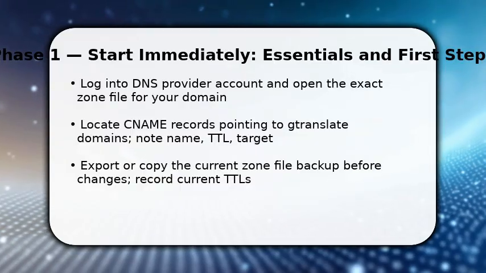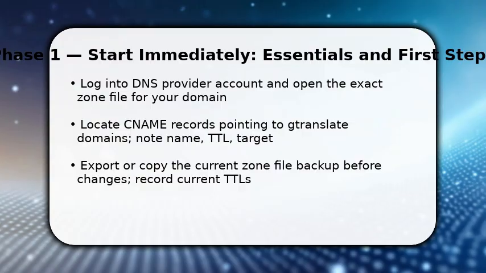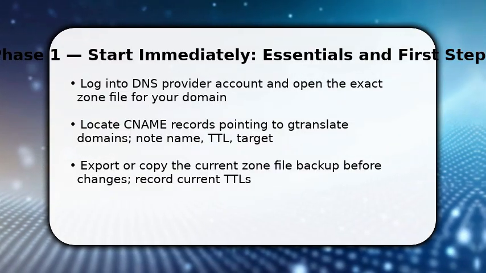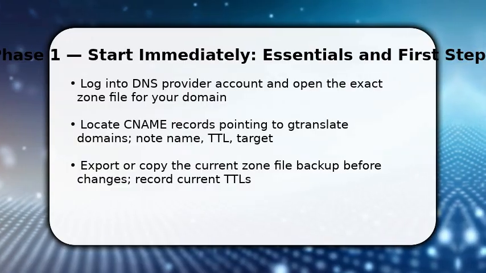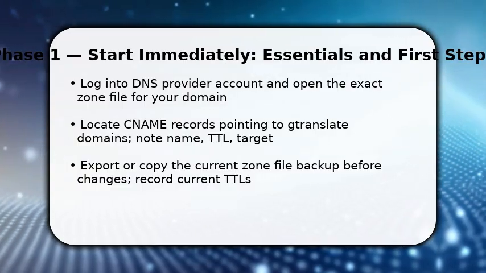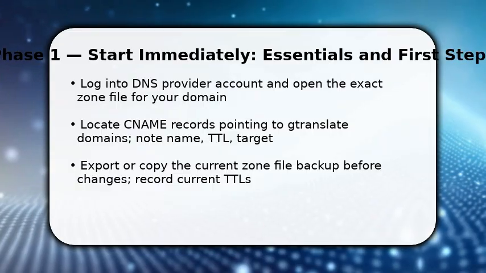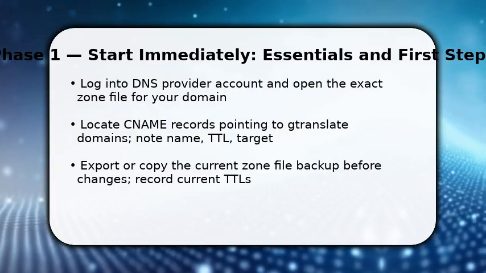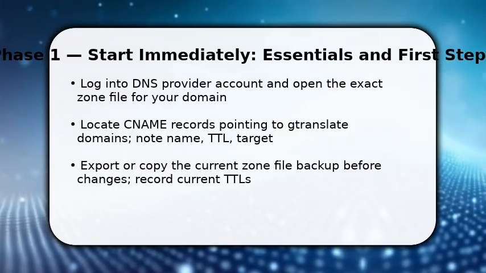You start by opening your DNS control panel and locating the domain zone. This is where you act. You must identify every CNAME that points to Gtranslate and note its exact name, target hostname, and TTL. Once found, export or copy the existing zone file as a backup so you can restore if needed.